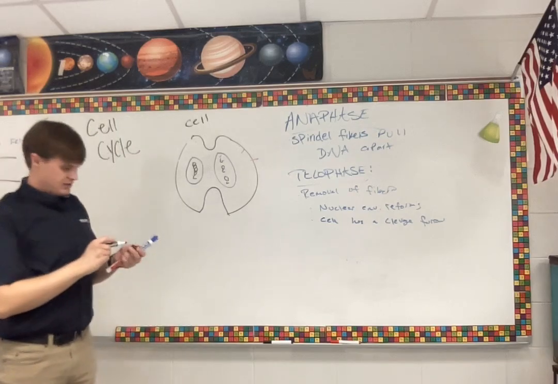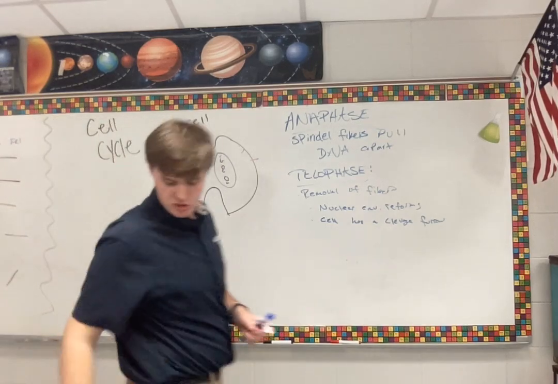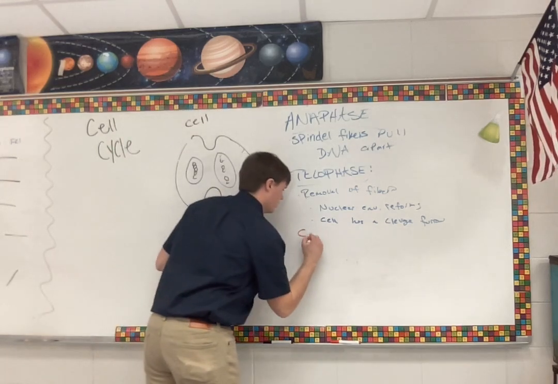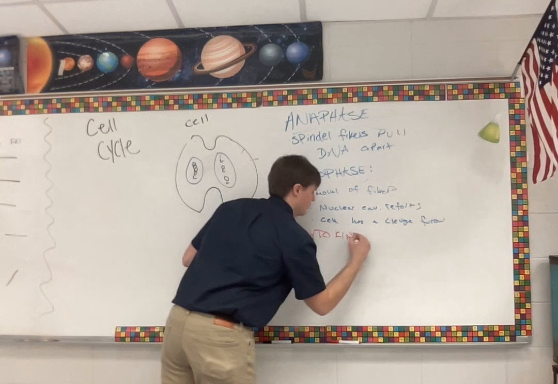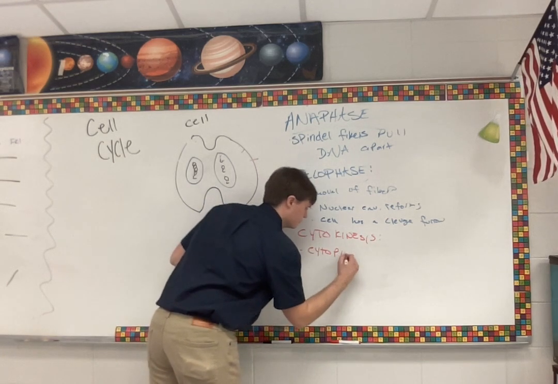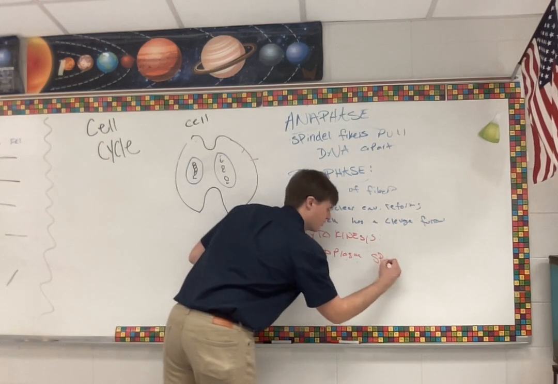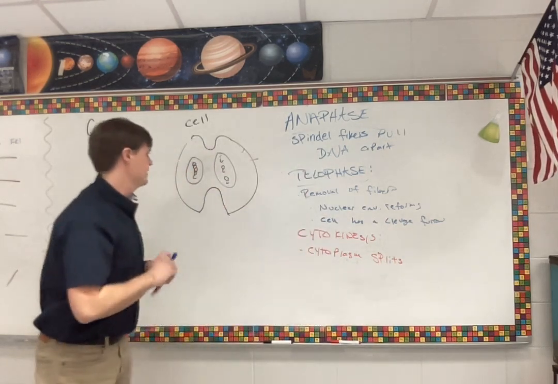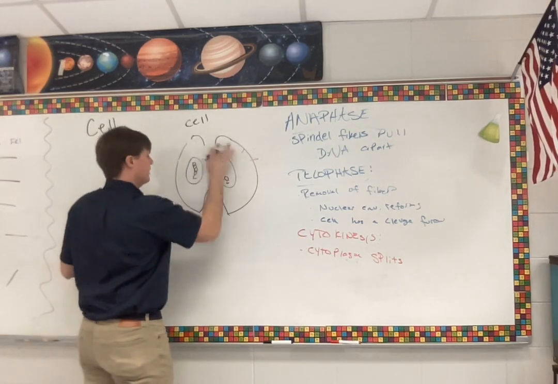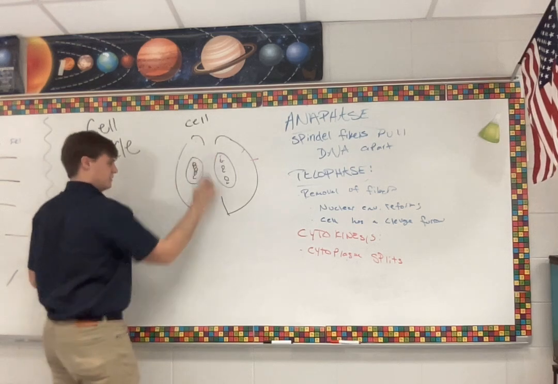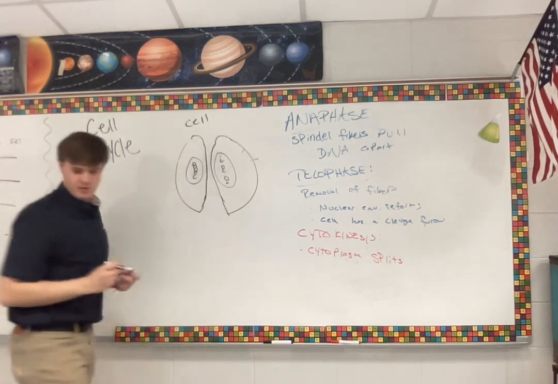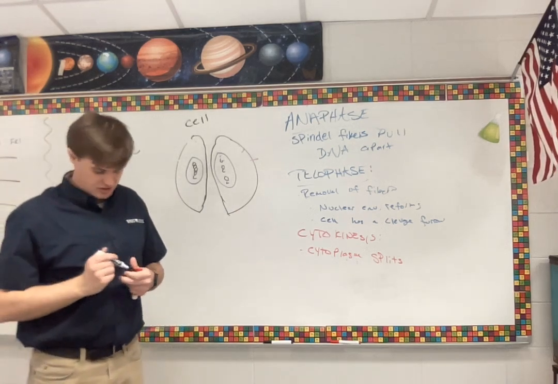So now, the final step, which isn't part of the original 5 phases, is called cytokinesis, and I'm going to write this in a different color. In cytokinesis, the cytoplasm splits. So you have to have this cleavage furrow in telophase so that you can lead into cytokinesis, where the cytoplasm will split. The cleavage furrow is broken up, and we get a full split of the cell. And now we have 2 different cells.